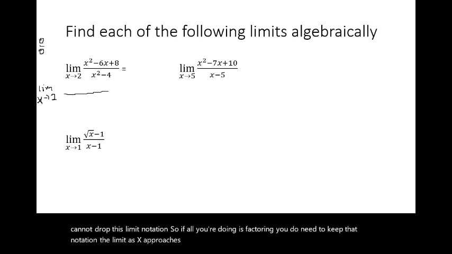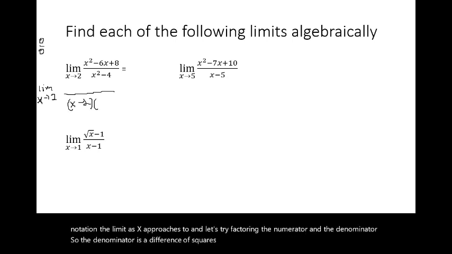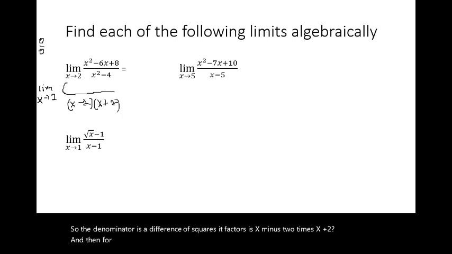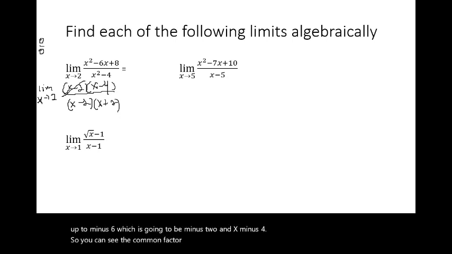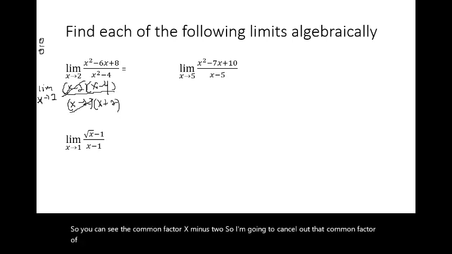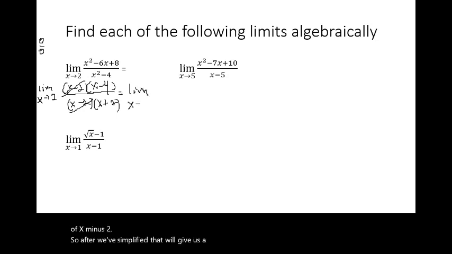And let's try factoring the numerator and the denominator. So the denominator is a difference of squares. It factors as x minus 2 times x plus 2. And then for the numerator, we're looking for two numbers that multiply to positive 8 and add up to minus 6, which is going to be minus 2 and minus 4, so x minus 2 times x minus 4. So you can see the common factor x minus 2, so I'm going to cancel out that common factor of x minus 2. So after we've simplified, that will give us the limit as x approaches 2 of x minus 4 divided by x plus 2.